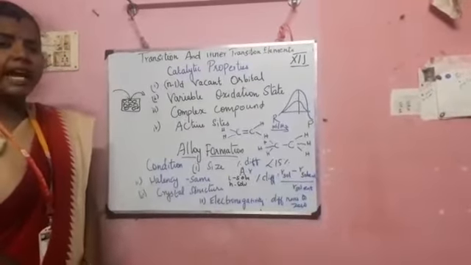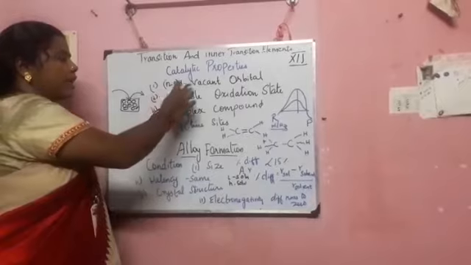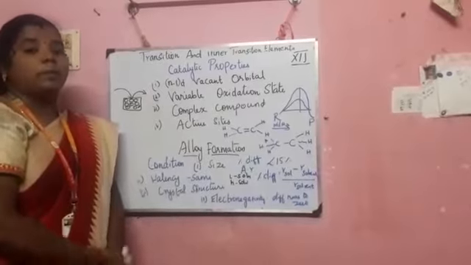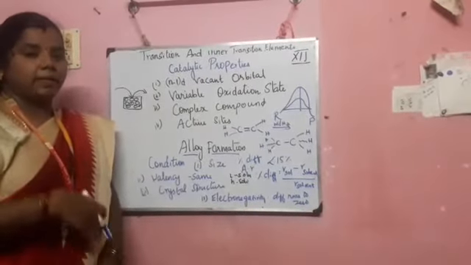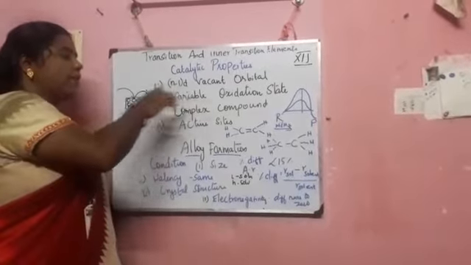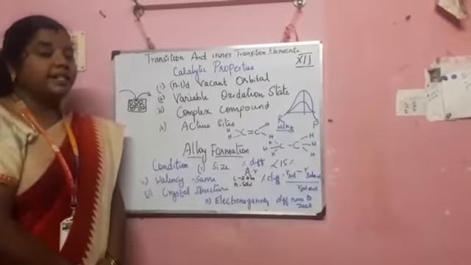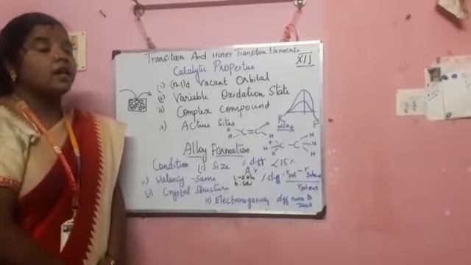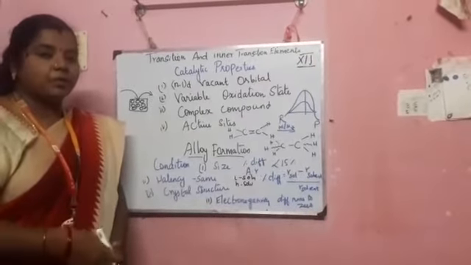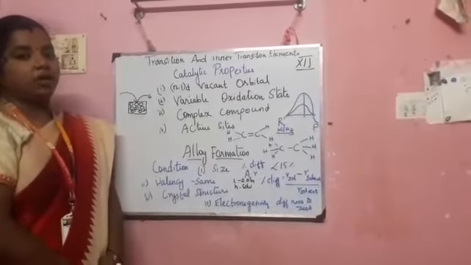Why do they possess the catalytic property? D block elements have the configuration with n-1 d vacant orbitals. With vacant orbitals it is easy to absorb other atoms, other elements, so they easily form catalytic formations. Next, they possess variable oxidation states, which I already explained. The same element can possess +3, +2, +1 oxidation states. For that reason also they act as catalysts.